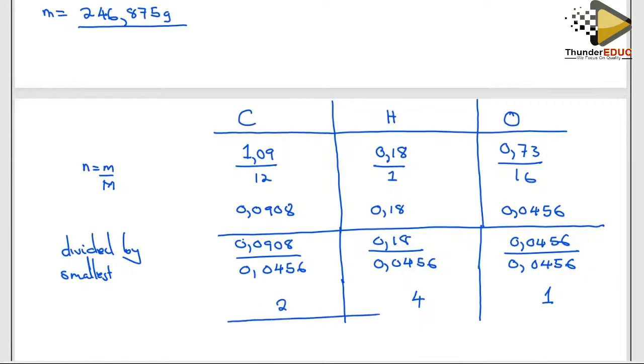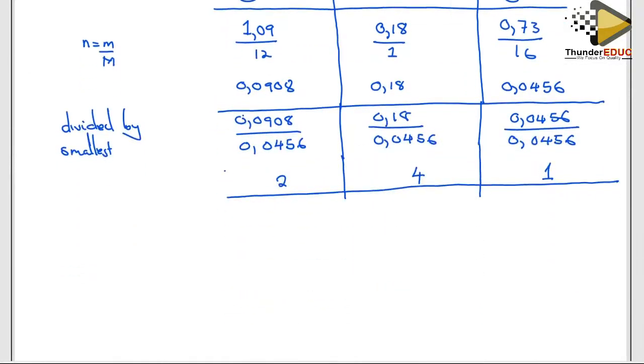So after dividing by the smallest value, these are the answers that I'm getting. In terms of carbon, I'm having 2 carbons, then 4 hydrogens, and my oxygen is only 1, so I retain that value as it is. So this is our empirical formula. Then we are going to proceed to the next question.